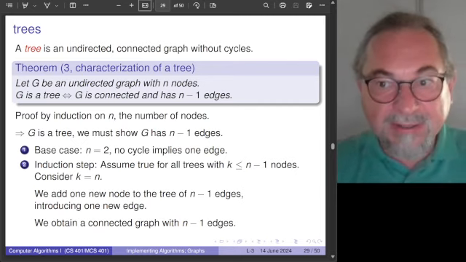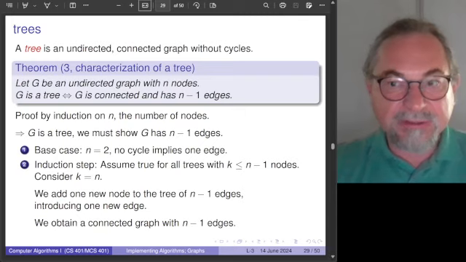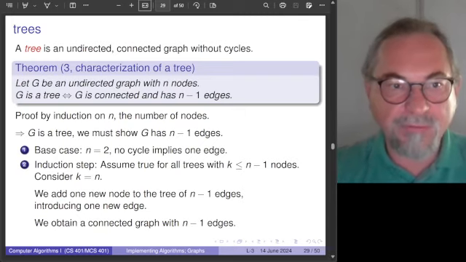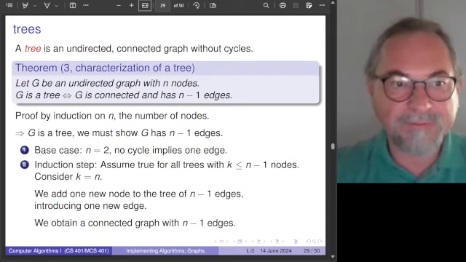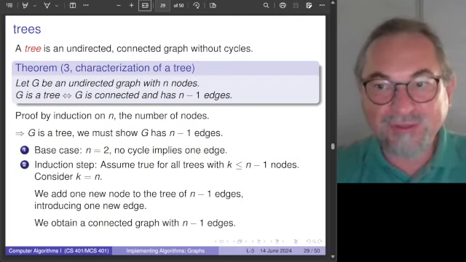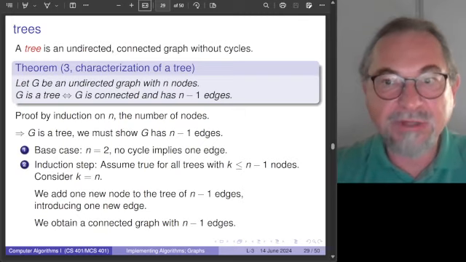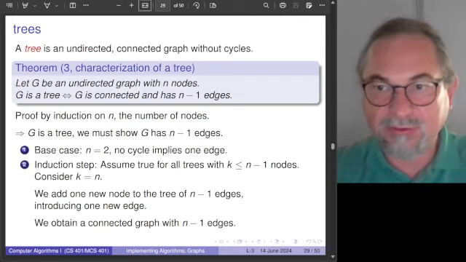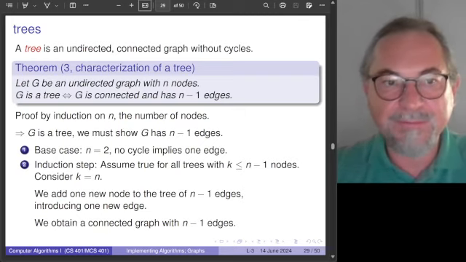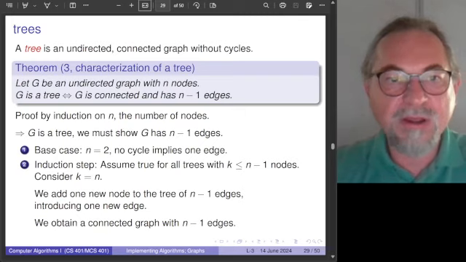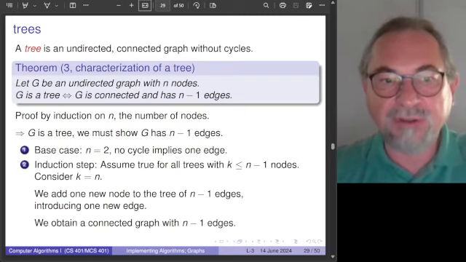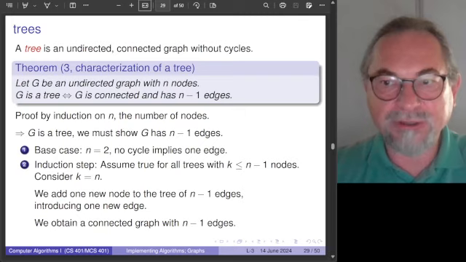The characterization is a two-way characterization, so we go from left to right and from right to left. Typically, let's first do the easiest direction. If we have a tree, an undirected connected graph without cycles, we have to show that the graph is connected. That's already given because we have a tree, so we don't have to show this, but we have to show that the graph has n minus 1 edges.